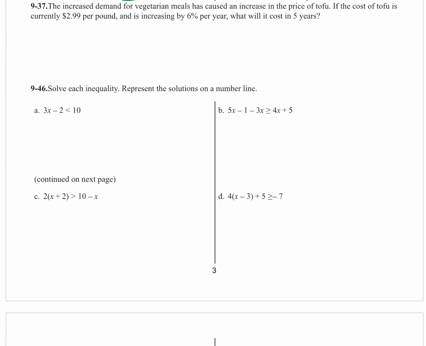9-37. The increased demand for vegetarian meals has caused an increase in the price of tofu. If the cost of tofu is currently $2.99, alright, so tofu is $2.99 a pound, and it's increasing by 6% per year. Okay, those are the two important numbers. How much is it going to cost in 5 years? Alright, so here's my tofu. And we know that it costs, right now, $2.99 per pound. So we can think of that as like our starting value, starting cost.